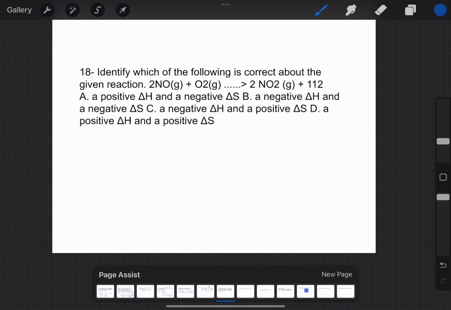Okay, and then going on to the next question, I'm going to give you a moment to answer it on your own. Once again, it's super simple. NO2 is gaining and O2 is quite literally disappearing. So obviously it's going to be B, negative H, and negative S.